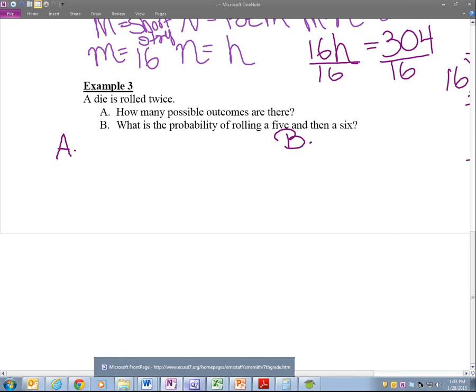Okay, we have event M. So we have one die. Would it be a die rolled, right? Yeah. So we're going to say roll one.